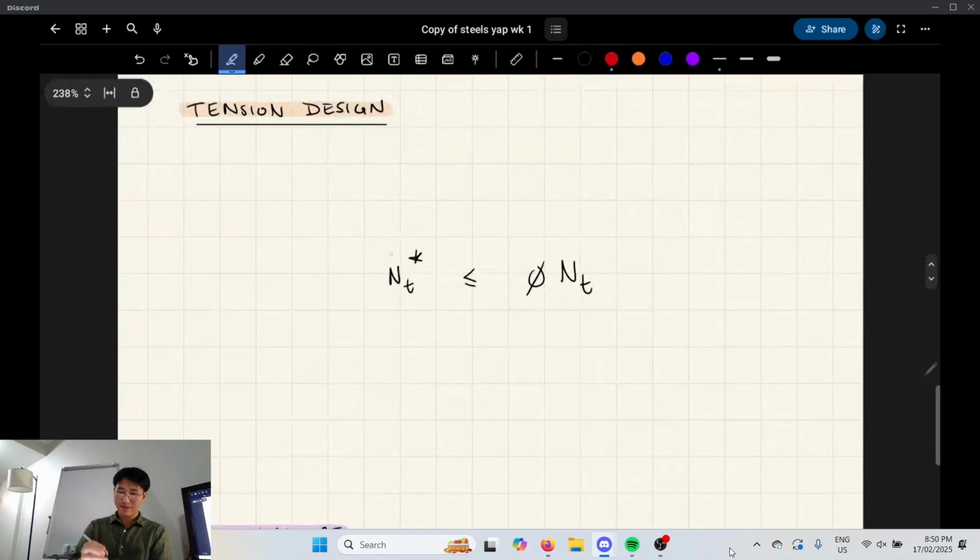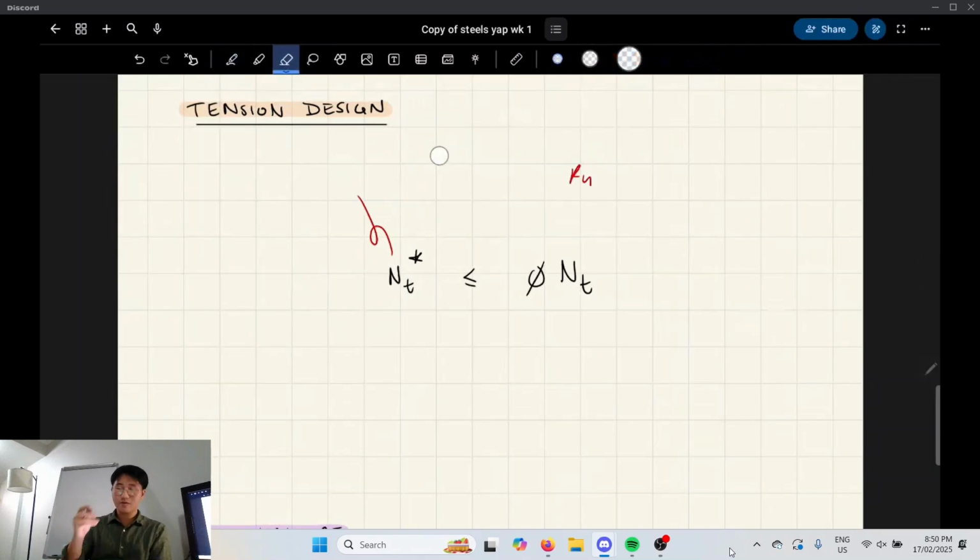The first one we're going to talk about is tension design. This looks very familiar to what we saw before in terms of R, RU and R star. So now it's going to be NT. NT stands for tension, yeah? And so NT star is, actually, someone tell me what this is. NT star is the tension forces that are factored in the Yep.